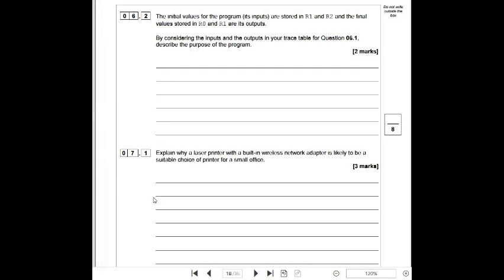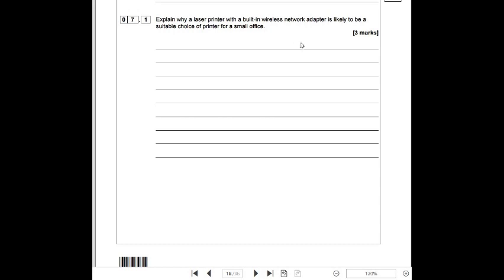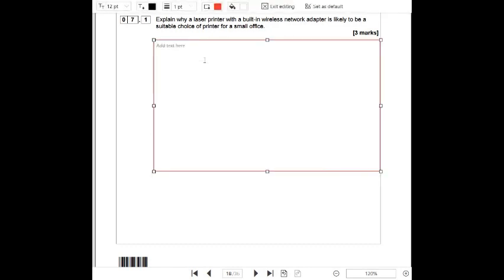Let's try question 7. So we need to explain why a laser printer with a built-in wireless network adapter is likely to be a suitable choice of a printer for a small office. So, 1 mark for saying why a laser printer is suitable is because it's low cost per printed page. That's 1 mark. And you can have it also prints many pages per minute, so it's high speed. And why having a wireless adapter is suitable is because it's easy to share a printer between many devices. Any of those 3 would get you 3 marks.